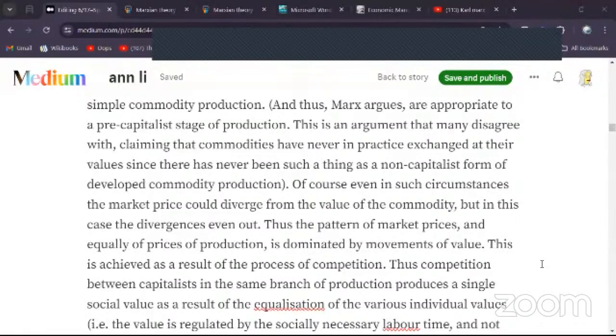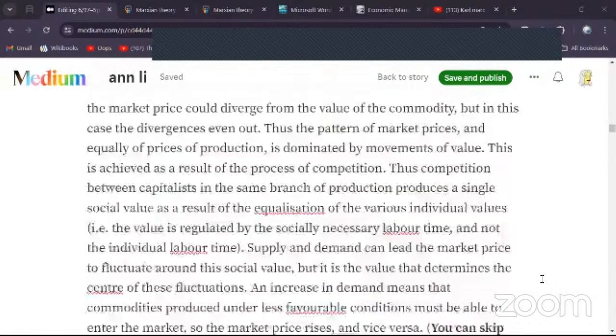And in one sense, this is where Hayek and von Mises sort of pounce on the argument, and therefore dim-witted theoreticians of capitalism try and leap on it. Thus, competition between capitalists in the same branch of production produces a single social value as a result of the equalization of the various individual values, i.e., the value is regulated by the socially necessary labor time and not the individual labor time. You can see how ugly this can get, right?